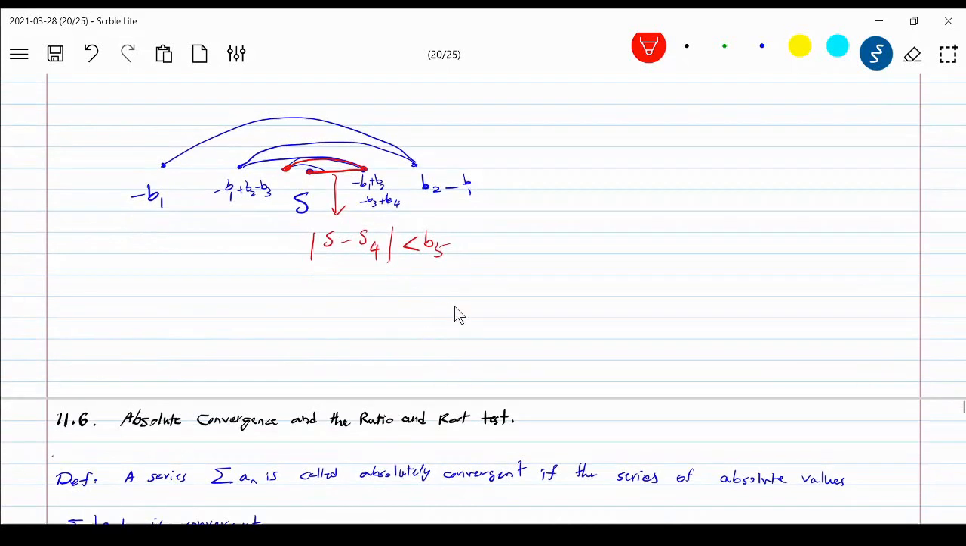Next time we talk about absolute convergence and the ratio and root tests, still dealing with alternating series. So I'm going to stop at this point.